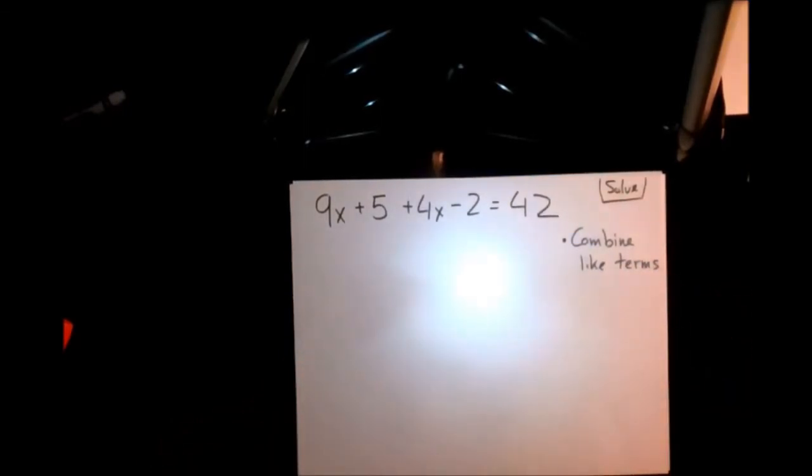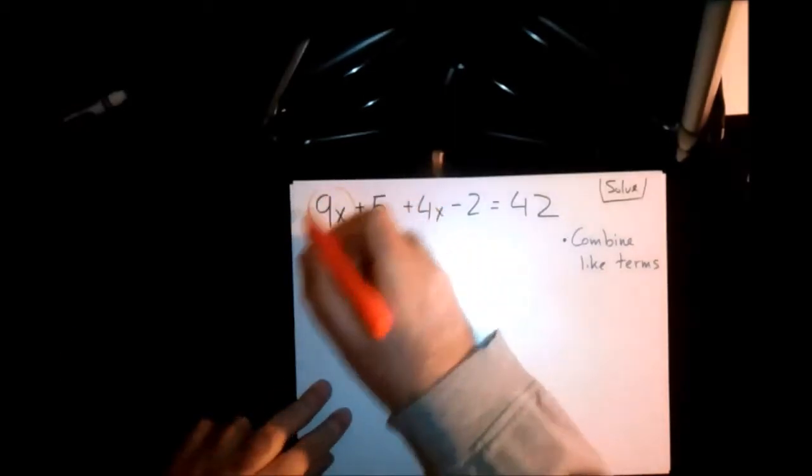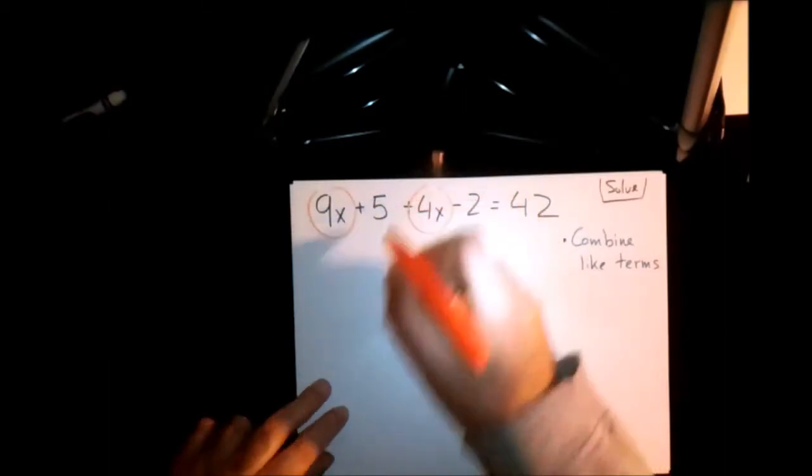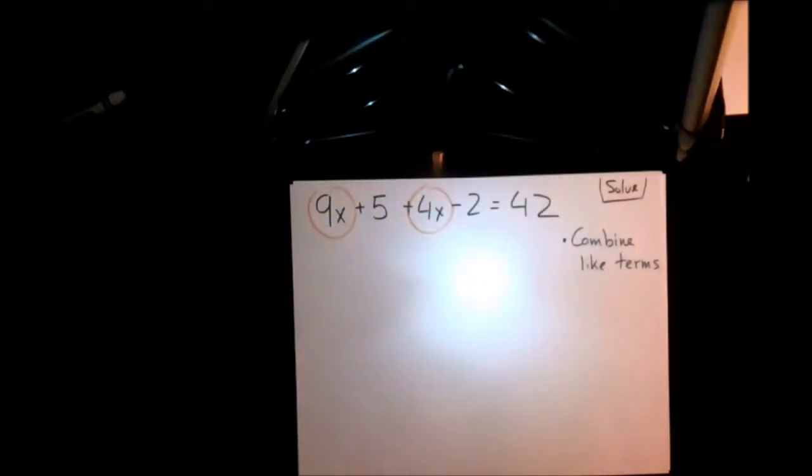Combine like terms. Someone should have said that, hopefully. So you need to combine like terms. What are like terms here? We have an x term here. We have an x term here. Any other x terms? Nope. We also have a pair of constants.